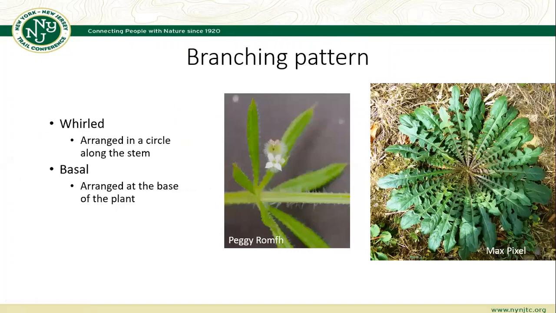So two other branching patterns that we have are whorled and basal. So whorled will be arranged in a circle along the stem, like you can see with this galium here on the left. And basal, the plant will have leaves that come right out of the ground, not have leaves on the stem. And everybody's familiar with a common dandelion. Dandelion has basal leaves.